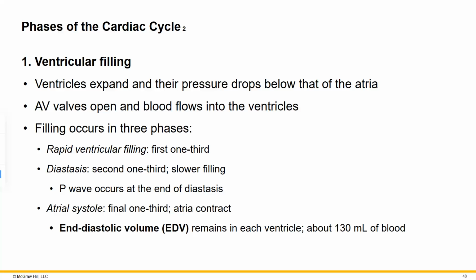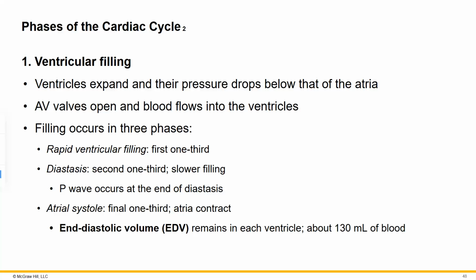First, ventricular filling. The ventricles are going to expand and their pressure drops below that of the atria. AV valves open and the blood flows into the ventricles. Filling occurs in 3 phases: rapid ventricular filling, which is the first third; diastasis, which is the second third, slower filling, the P wave occurs at the end of the diastasis; and atrial systole, the final third, the atria actually contract and push the blood down.